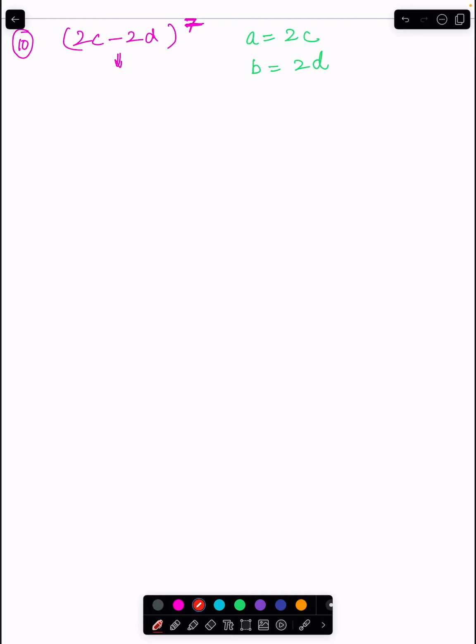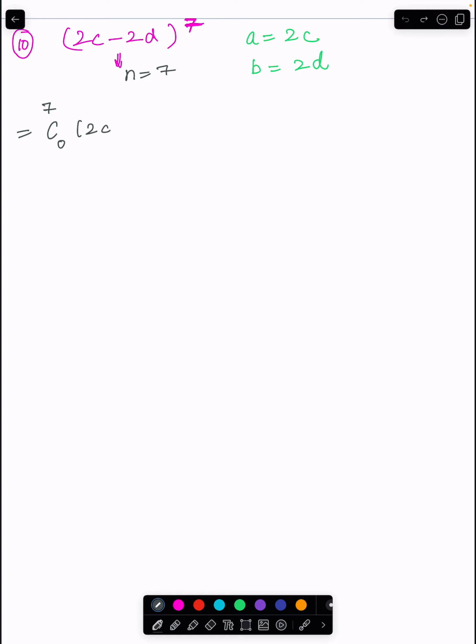Let's start. If I have to use the binomial expansion here, what I can do? So again, I will start writing the same way. N is 7 here, so I'll just write N is 7. So 7C0, A. Now remember, A is 2C. This is a very important step.